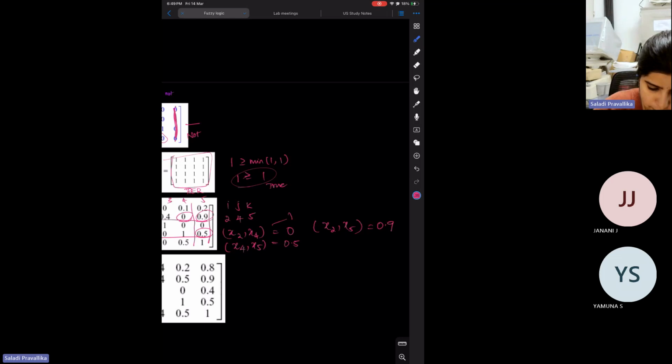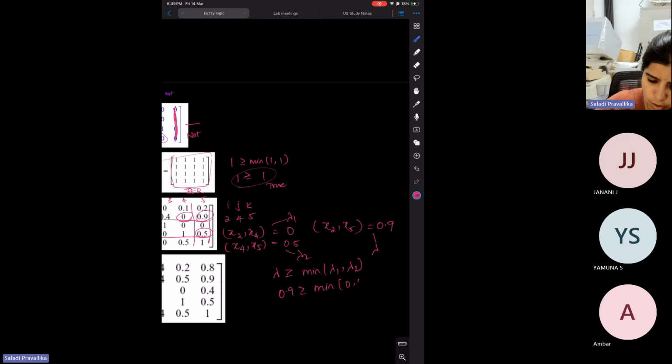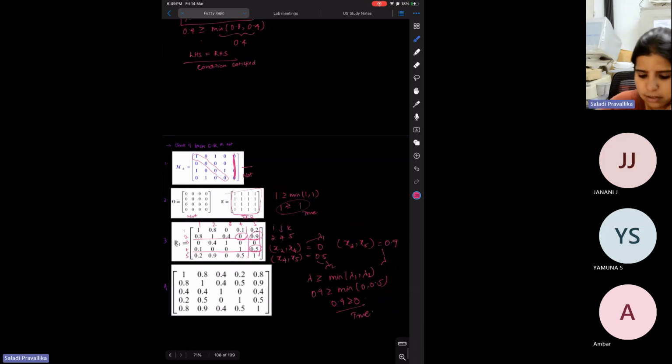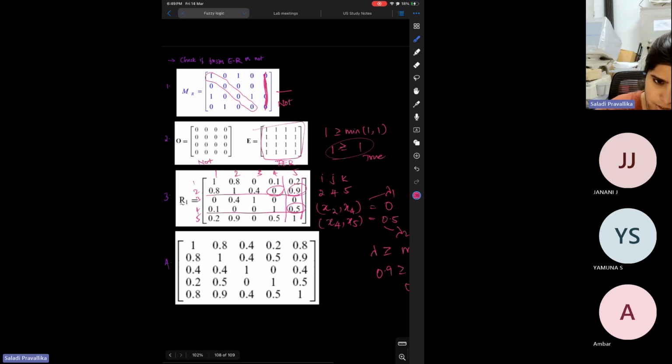So this is your lambda 1, this is your lambda 2, this is your lambda. So lambda should be greater than or equal to minimum of lambda 1 comma lambda 2, which is 0.9 greater than or equal to minimum of 0 comma 0.5, which is 0.9 is greater than 0, which is true. And hence, like this, you do for a couple of values, okay? And then you can call this a fuzzy equivalence relation.